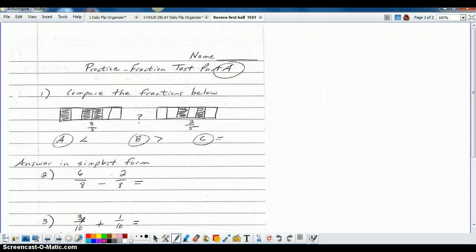Go back to the first page. Make sure you have your name at the top. The first thing you need to do is compare these fractions. Now, it's easy enough. They both have a common denominator, so obviously this one is greater than that one, which means B is our answer.